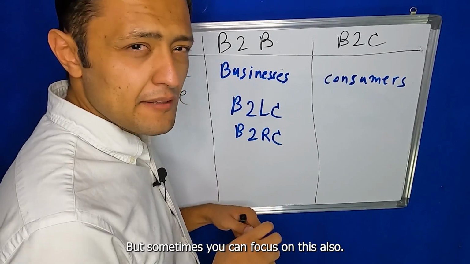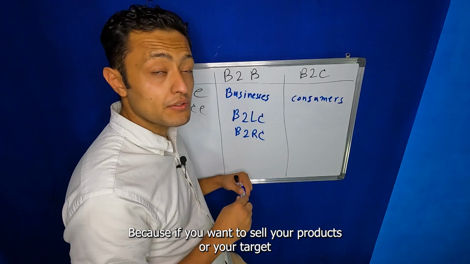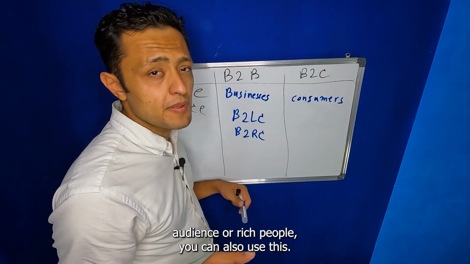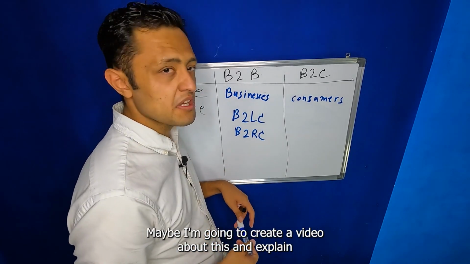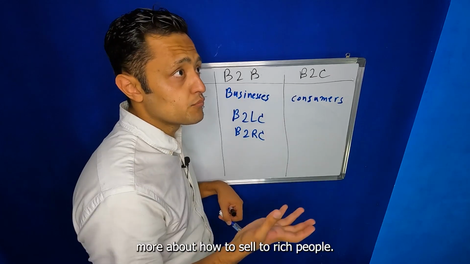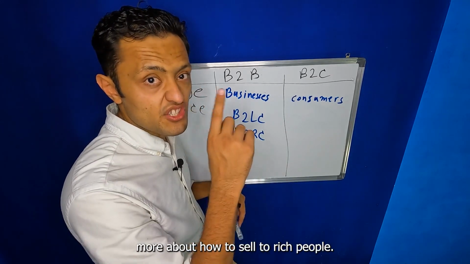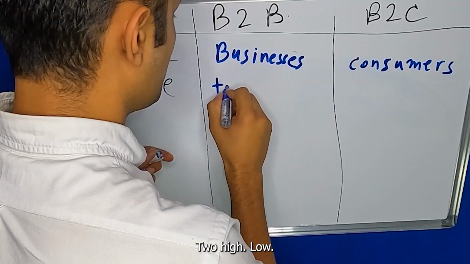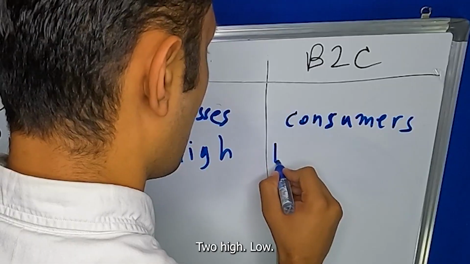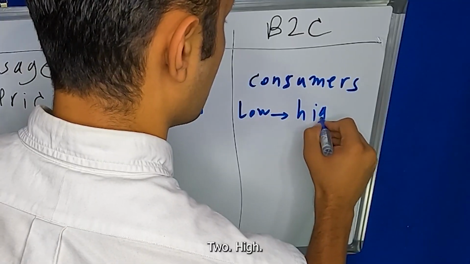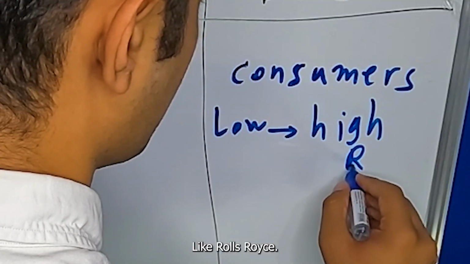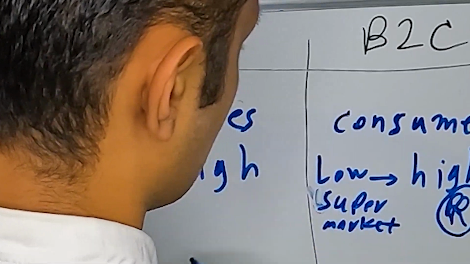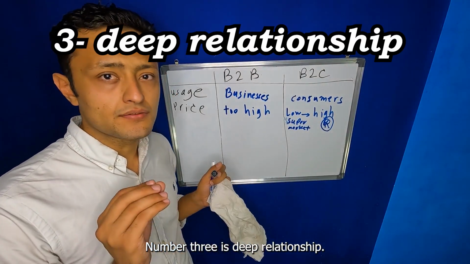But sometimes you can focus on this also, because if your target audience is rich people, you can use this. Maybe I'm gonna create a video about this and explain more about how to sell to rich people. But for now, let's finish number 2. Price: too high, low to high, like Rolls-Royce and, I don't know, like a supermarket. Number 3 is deep relationship.